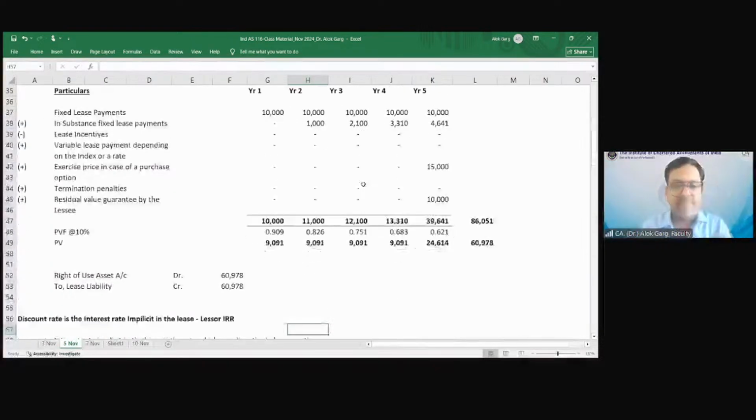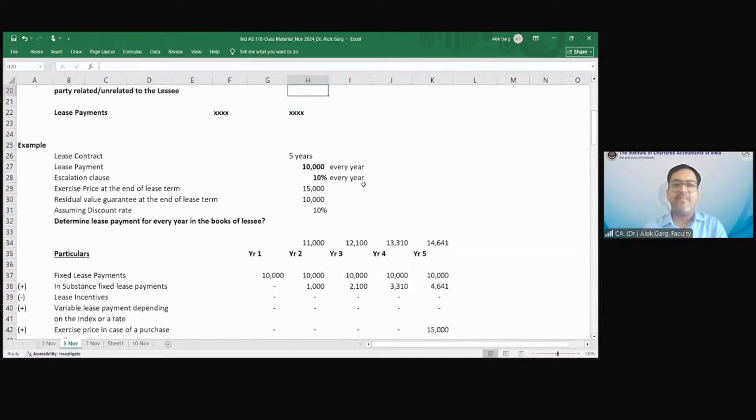Now let's discuss the example. The lease contract is for 5 years. Lease payment is 10,000 rupees every year. Escalation clause is 10%. Exercise price at the end of the lease term is 15,000. Residual value guarantee at the end of the lease term is 10,000. Assuming the discount rate is 10%. Determine the lease payment for every year in the books of the lessee. In the first year, it is 10,000. What will it be in the second year?